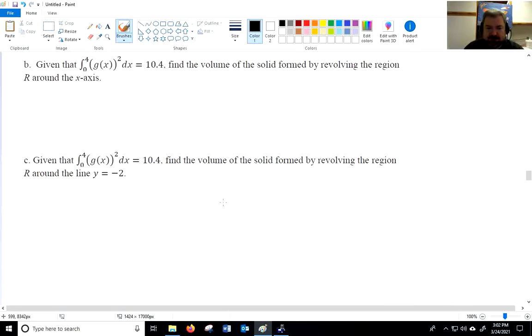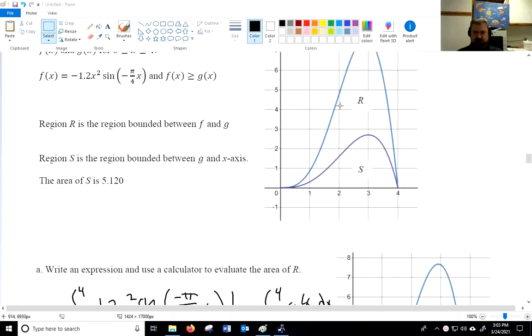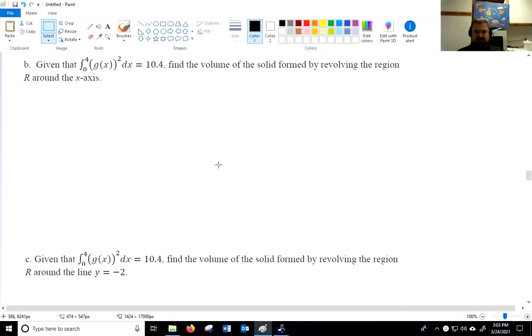All right. Letter B. Given that the integral from 0 to 4 of g of x squared dx is 10.4, find the volume of solid found by revolving the region R around the x-axis. So again, let me get a free picture, another copy. So let's see, I'll grab this, and let's put it right here.